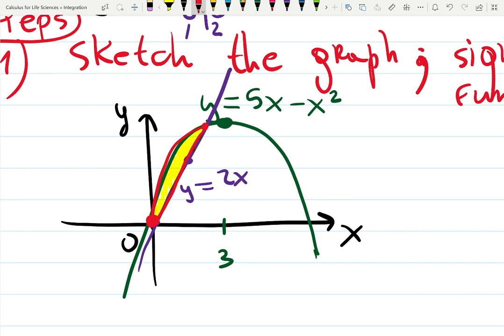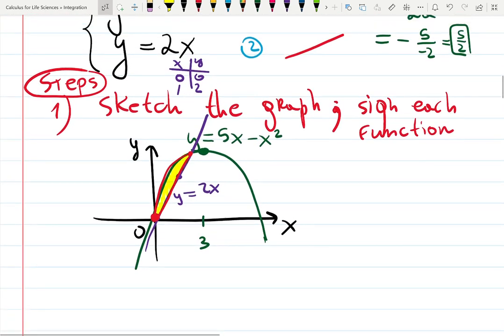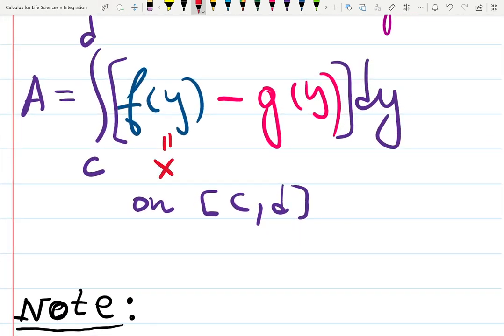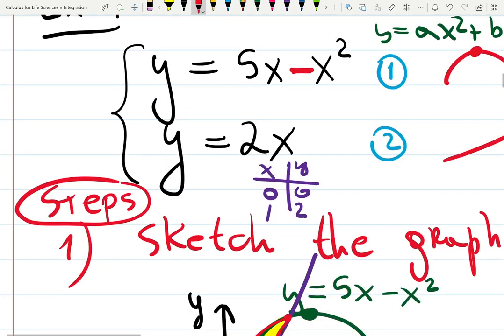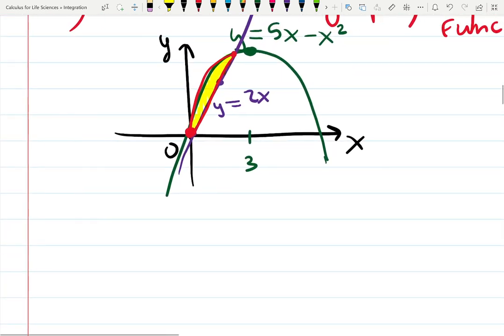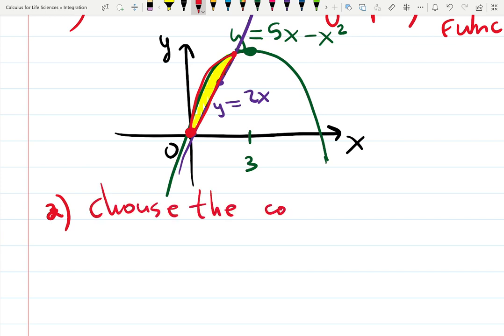Usually students choose top and bottom. Why? We're going to do the second case later. For the second case, if you look at the formula, they want us to solve everything for x. You need to have x equals, and that's an extra step. Since everything is given as y equals, you don't want to solve this for x. So sometimes one of the cases is impossible to do because of that. Since everything was given in terms of y and you don't want to do an extra step, case 1 is more practical here. So Step 1, sketch everything and sign. Step 2, choose the case or the type.